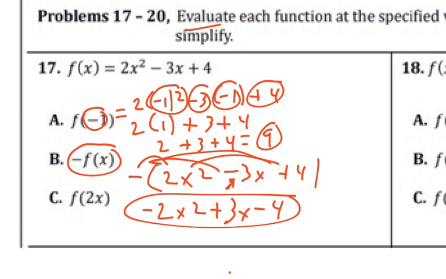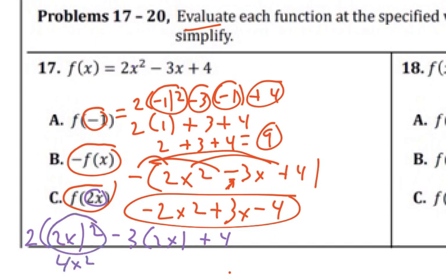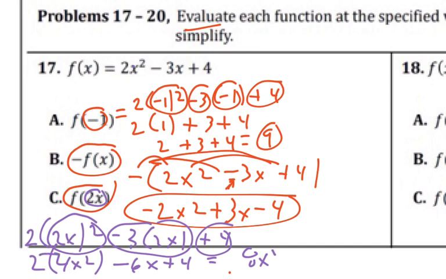What is f of 2x? Well, I'm literally going to take 2x and plug that in. See how I'm plugging 2x for the x? This is f of 2x. So 2x squared is 4x squared. We still need to times by 2. Minus 3 times 2x is minus 6x. And of course, we have a plus 4 at the end. So what is f of 2x? It is 8x squared, because 2 times 4 here is 8, minus the 6x. So 8x squared minus 6x plus 4.